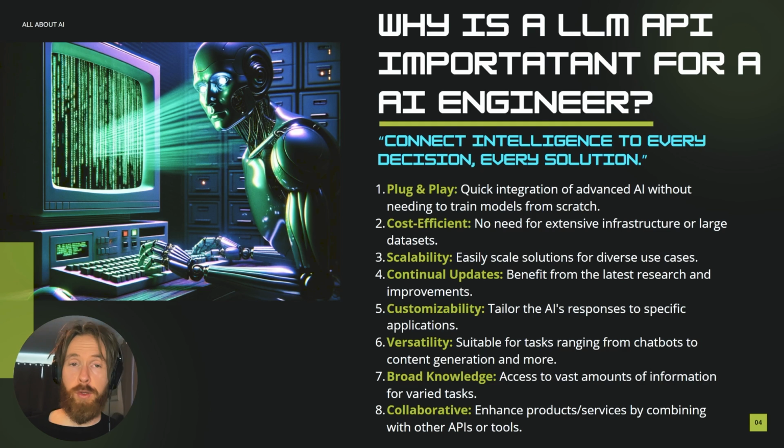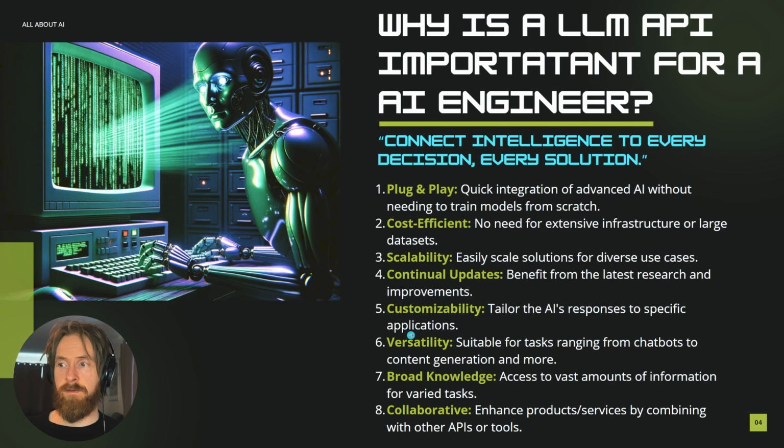So that is interesting. You can see I put down some points here, just plug and play. So you have quick integration when you use an API to advanced AI without needing to train any models from scratch. You can just hook up the OpenAI API, and in seconds you have access to GPT-4, which is kind of the most powerful model at this recording. It's cost efficient. I think you just pay for what you use, right? You don't need any extensive infrastructure or anything like that. It's scalable, it has continual updates, so it's easy to switch. Let's say you have an app and a new model comes out, they release an API for it. You can just change the model to, let's say, GPT-5 instead of GPT-4.